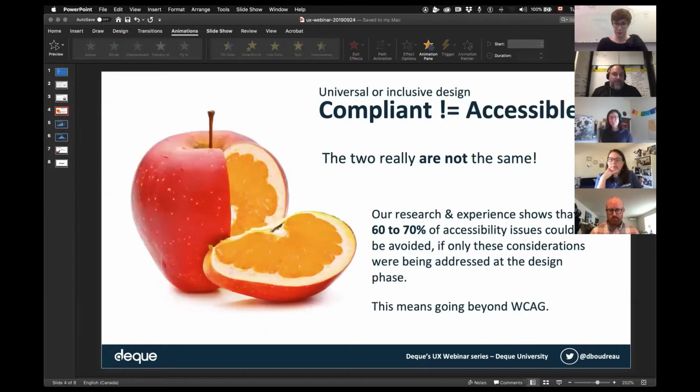And in the past, we've talked plenty about how compliance and accessibility weren't the same thing. Hopefully, we're still agreeing on these things. Our research, our experience internally shows that 60–70% of the issues that we find when we assess websites actually could have been addressed at the design phase if only designers knew about these things.